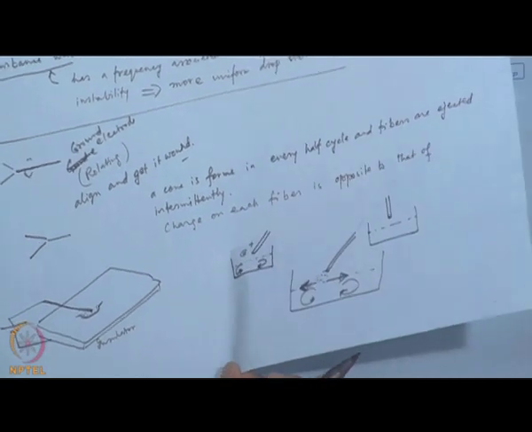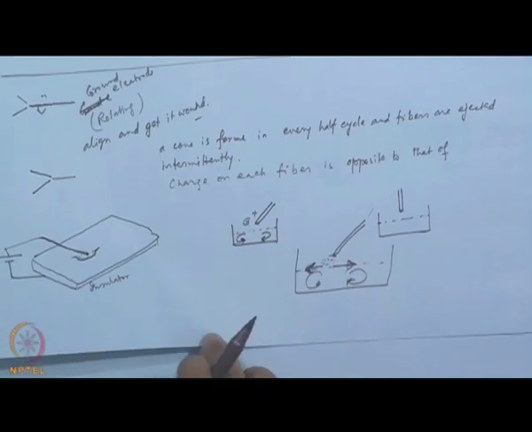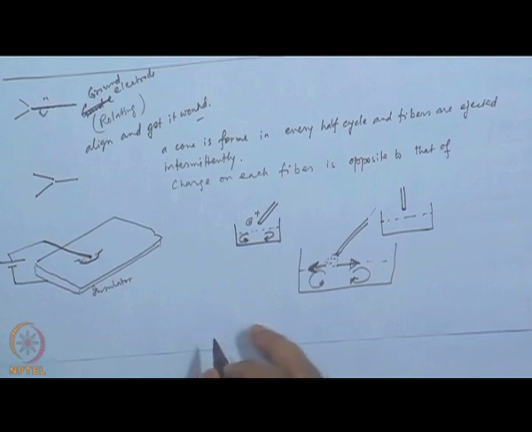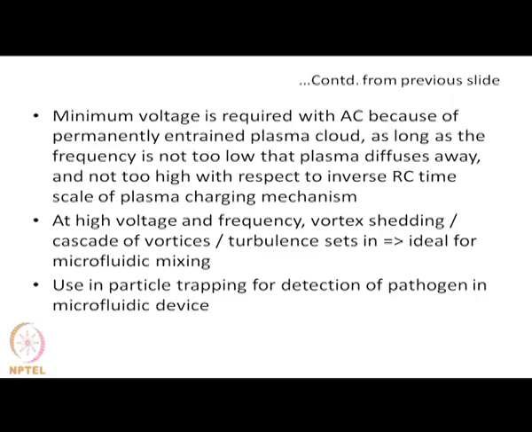Typically it is observed that when one uses an AC field, the critical voltage for corona discharge is lower compared to the DC field, because there is a reason to it. A minimum voltage is required with AC because of the permanently entrained plasma cloud. As long as the frequency is not too low, that plasma diffuses away, and not too high with respect to the inverse RC time scale of the plasma charging mechanism. So, we are back again to this RC time scale.